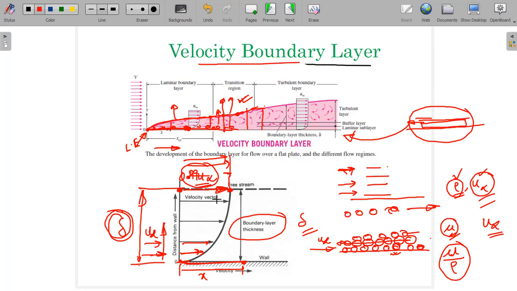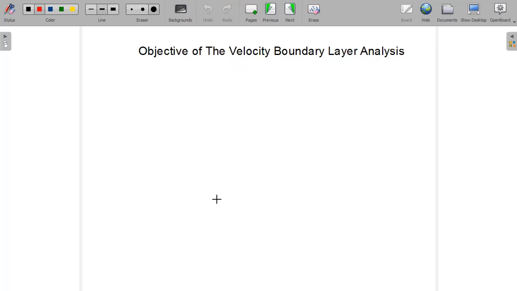So you have understood what the velocity boundary layer is, and why it forms. You have also understood that the thickness of the boundary layer depends on certain factors. If we consider a function, it will be a function of properties like viscosity and density, it is a function of velocity, and it is a function of the distance from the leading edge.